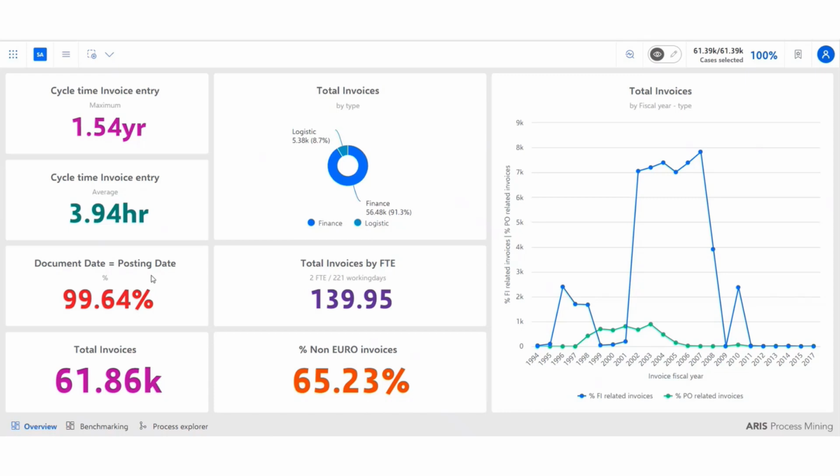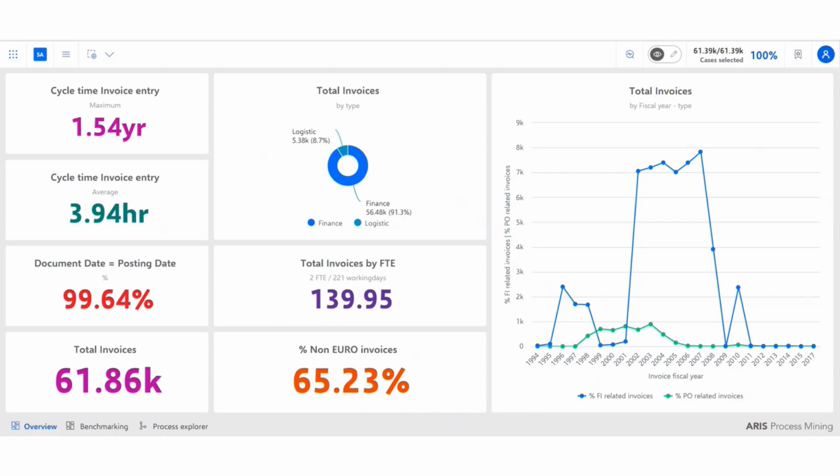We have also here some KPIs about the total invoices, non-PO and the logistic ones. Also an interesting KPI for your AP department is to know the number of invoices for each full-time equivalent. In this case, we have an example, we have 2 full-time equivalents and they are working 221 working days. That means that every full-time equivalent more or less has to produce 140 invoices on a daily basis.